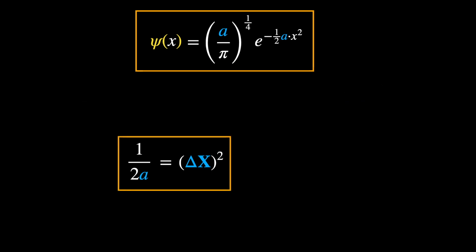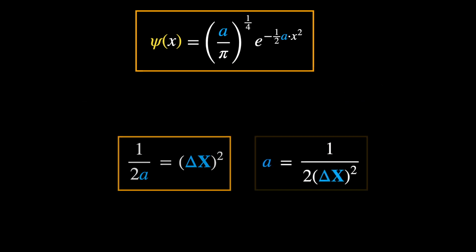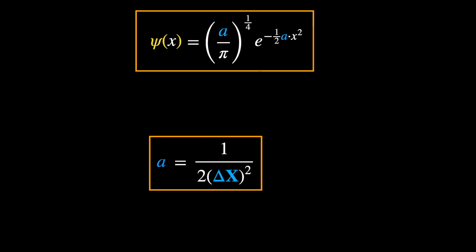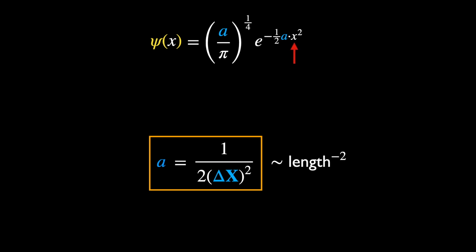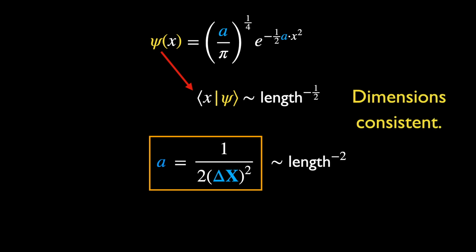Let's rearrange this equation. We see that A is related to the inverse of the square of position spread. This has the dimension of inverse length squared, which nicely balances the x squared in the exponent. The prefactor of psi of x also works out fine, since it is of dimension the negative square root of length that comes from the position state x, which has the same dimension, since it is equivalent to the square root of a delta function. So our calculations are consistent with dimensional analysis.